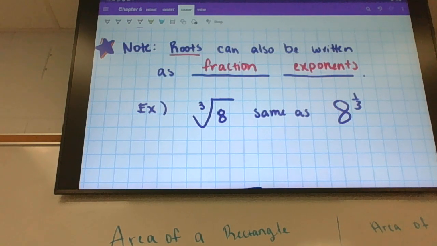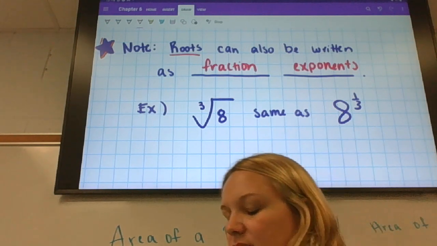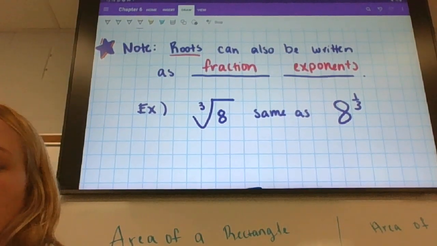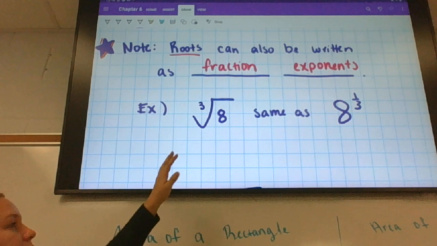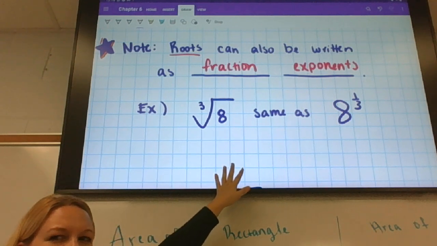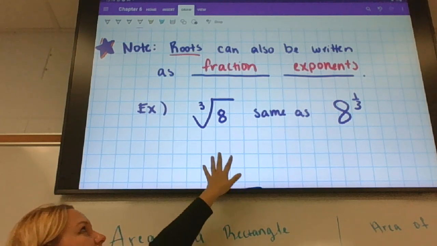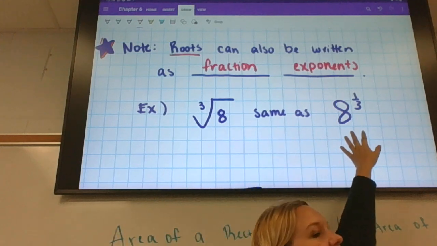All right. Well, here's a new moment. Roots can also be written as fraction exponents. This is kind of a big topic right now in Algebra 2 as well. So a cube root, and you can do this in your calculator if you're good with parentheses, is the exact same thing as 8 to the 1/3.